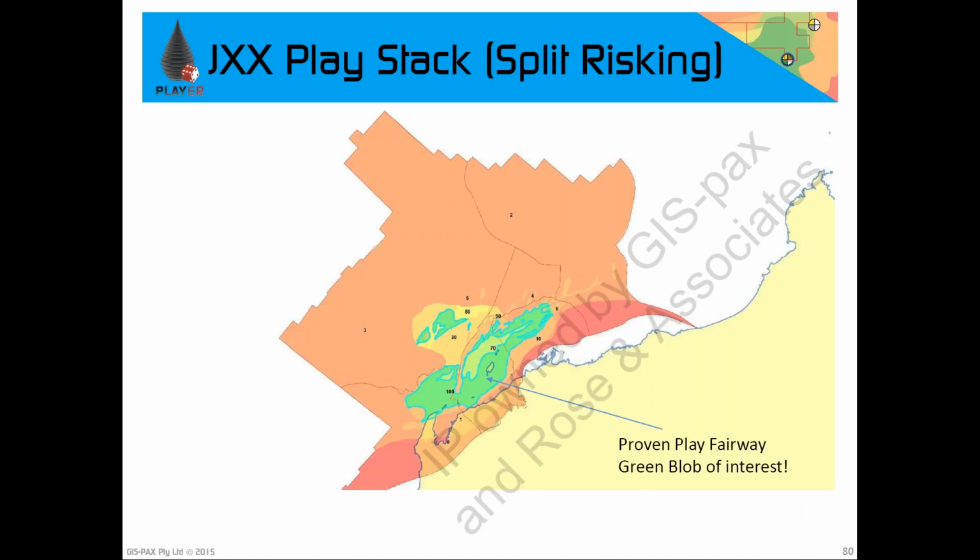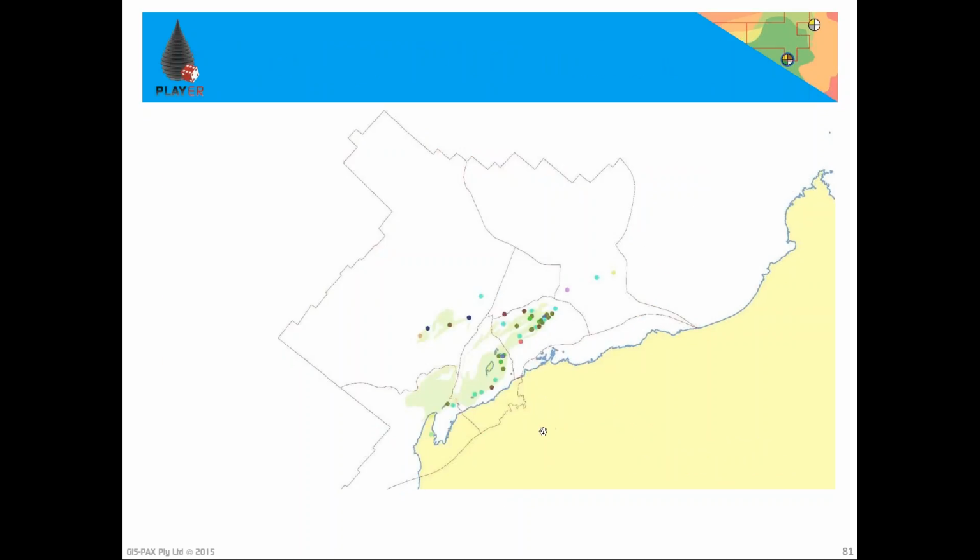This is a play stack, a split risk play stack. So this is a composite stack. And in this case, this is just a shared risk element. This is that. And this polygon here in green is where we believe all of the elements are present. So that's our green blob, if you like. It's a very large green blob. I'm not saying that there's reservoir everywhere and seal everywhere, but we believe the elements are present within that polygon.